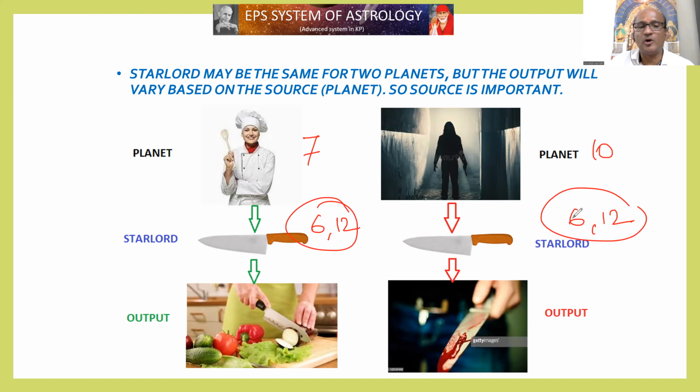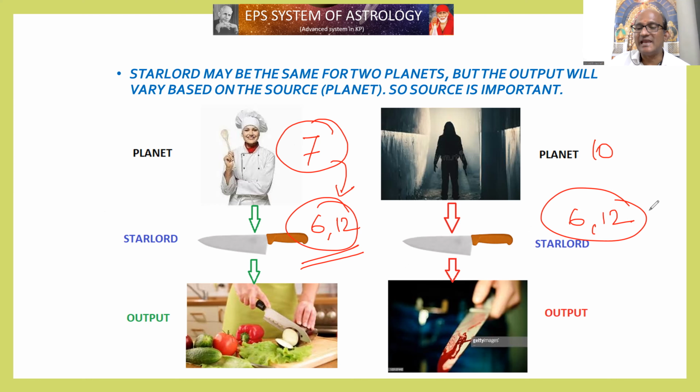Six and twelve, both planets are going to experience 6 and 12, but the output will be different. What planet is having the 7th house, the 7th ruler, in the star of 6 and 12? 7th house matters are going to be disturbed. It is going to be disappointed. It is going to fail.